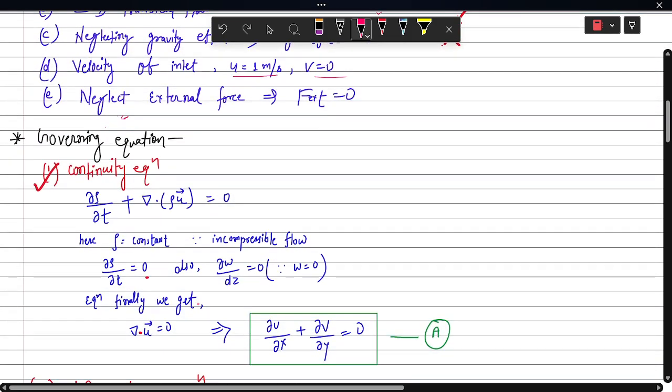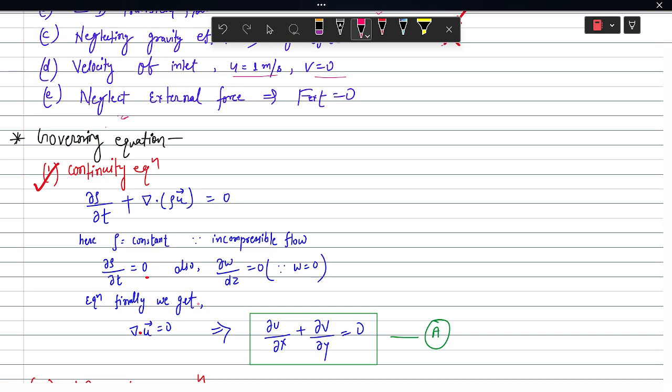Now I am coming to the governing equations. First, the continuity equation. We know that the continuity equation is expressed by d rho by dt plus del dot rho u vector is equal to 0, where rho is constant because the flow is incompressible. Therefore, d rho by dt is equal to 0.